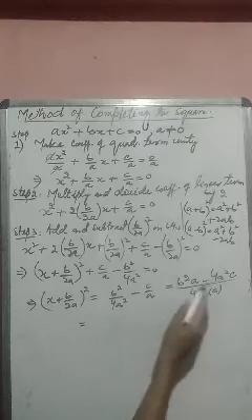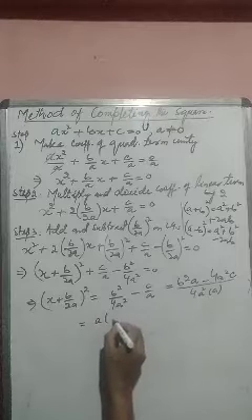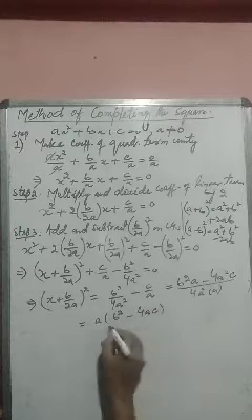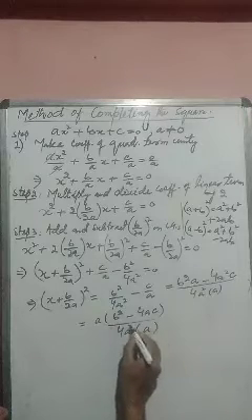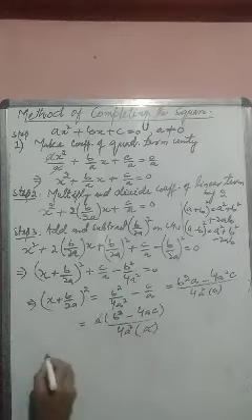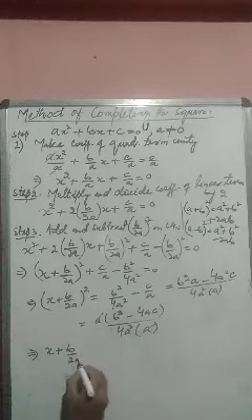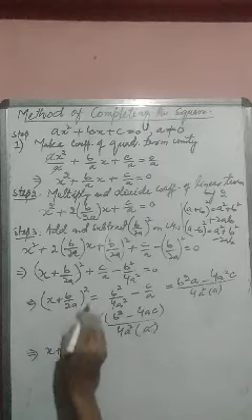Now take a common from the numerator, it is a into b square minus 4ac divided by 4a square into a. A and a will get cancelled, so it will imply x plus b by 2a, which is the statement which is continuing here on the left hand side.